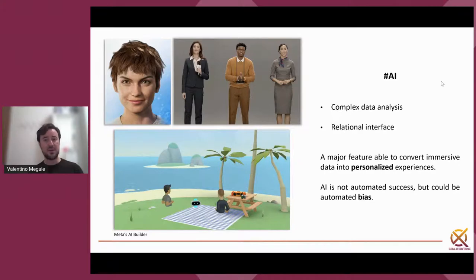But let's not forget that AI is a great tool, but it's not an automation of success. We should have a strategy on how to use artificial intelligence in any kind of field, especially in virtual reality. And it can be an automation of bias, because it's created, fed and trained under human control. So bias connected to AI will be one of the biggest challenges in virtual reality.